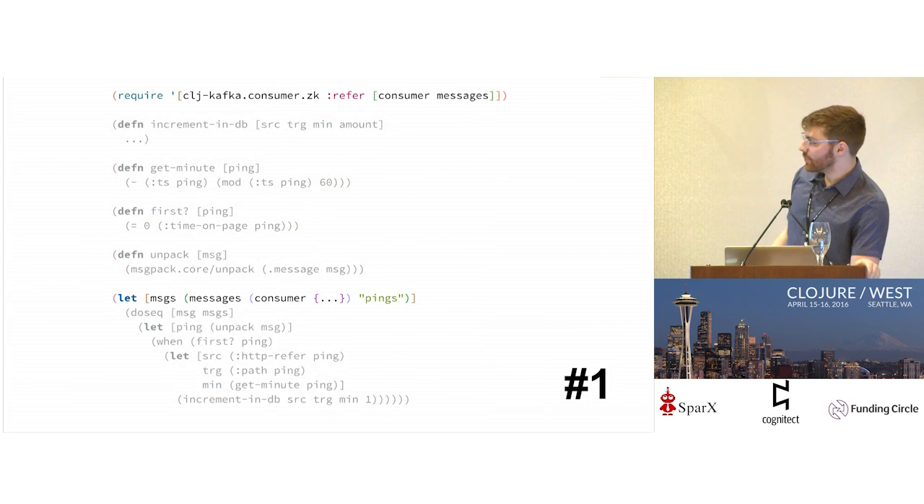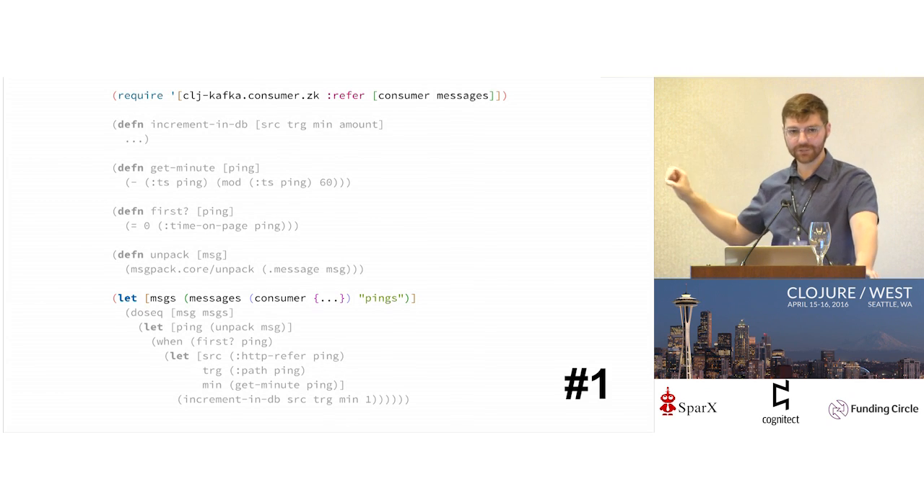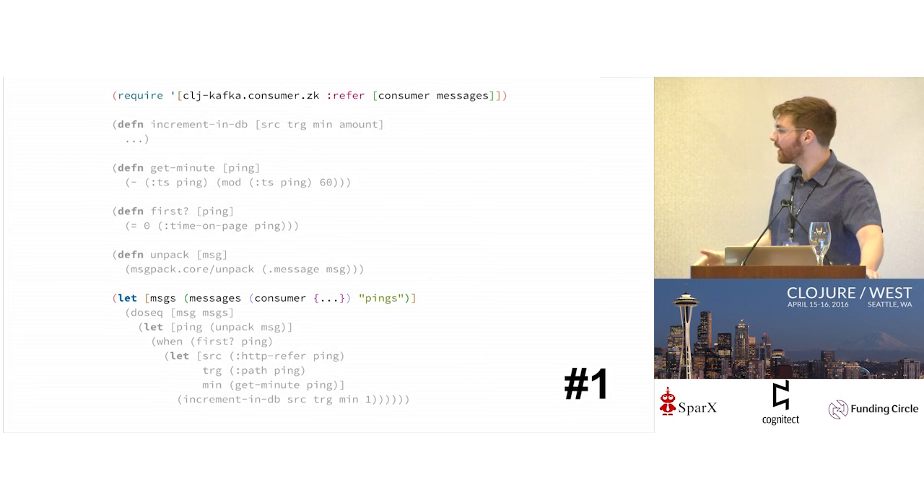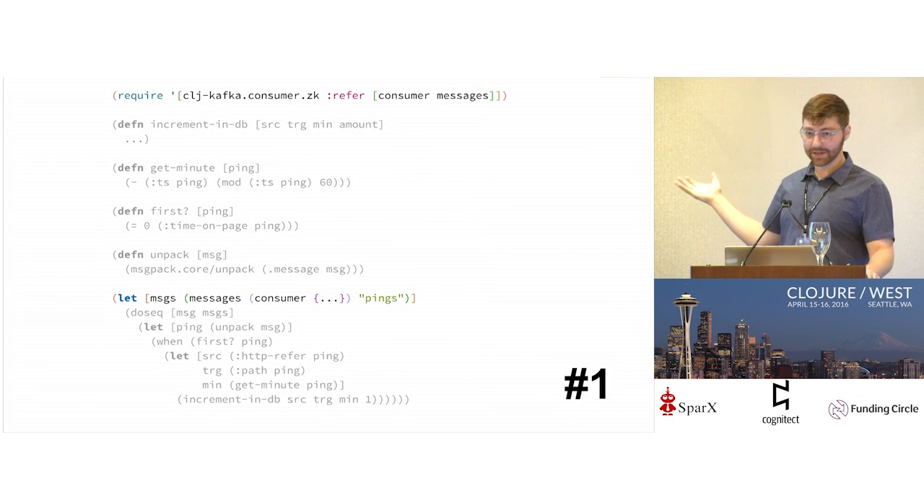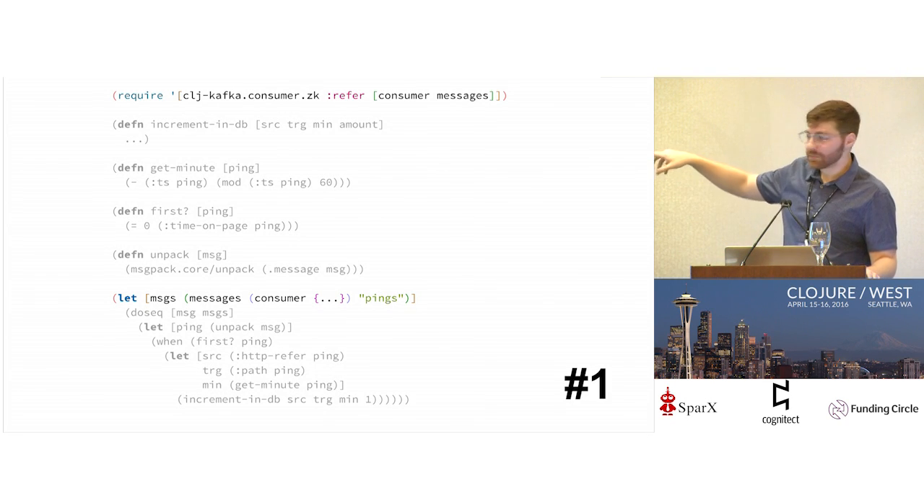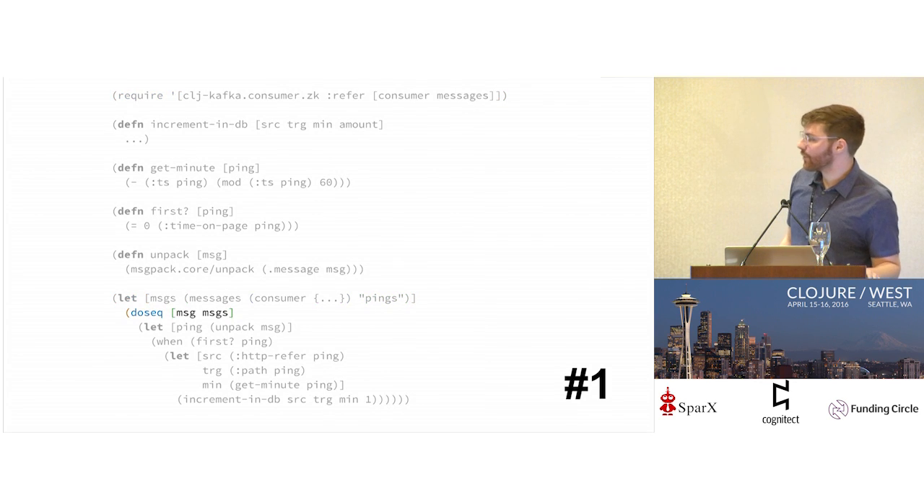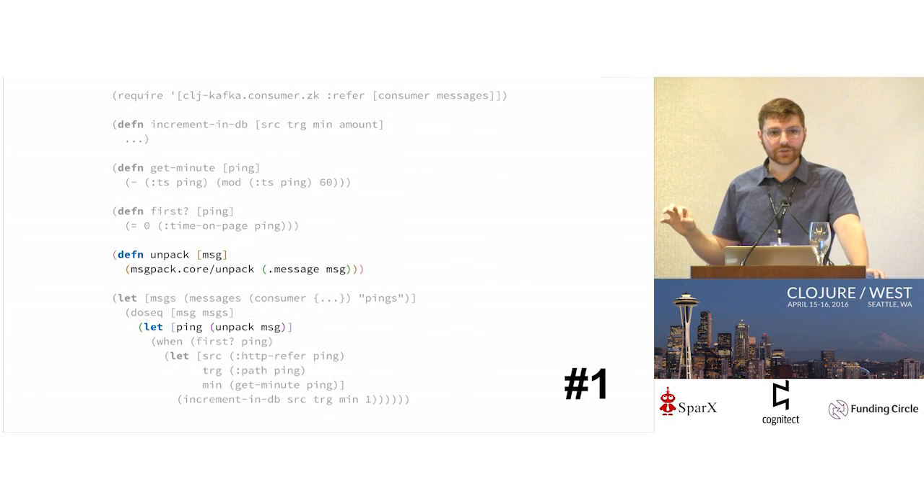So the first thing we're going to do is create a consumer object using this consumer function. It's going to take a bunch of options. It's also going to take which topic it's consuming from. Then we're going to use this messages function to get a lazy sequence of messages from the consumer from this topic. Then we're going to iterate over each one of those messages. As I was saying, those messages are message packed, so we're going to unpack those messages.